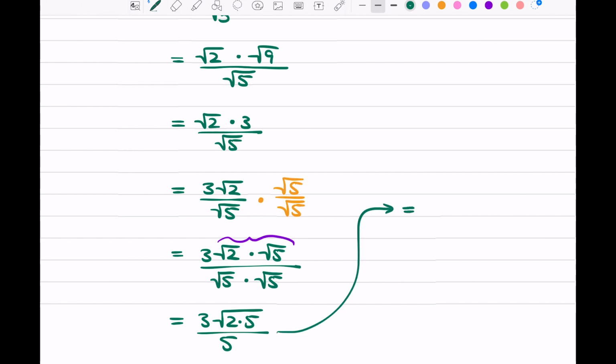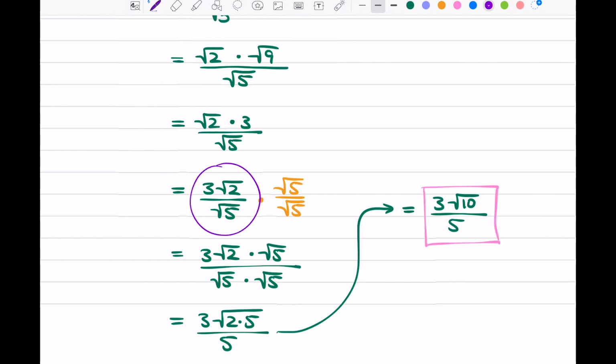And in our final step, we have 3 times the square root of 2 times 5, which is 10, divided by 5. And this is what the fancy math folks like. They like our final answer to have no square roots on the bottom. Again, there's nothing wrong with how we wrote it originally. However, our final answer here, with square roots only on the top, that is the common form.